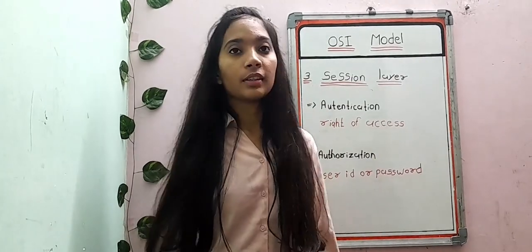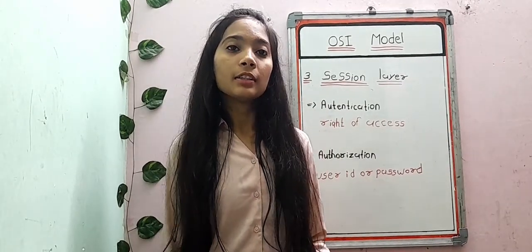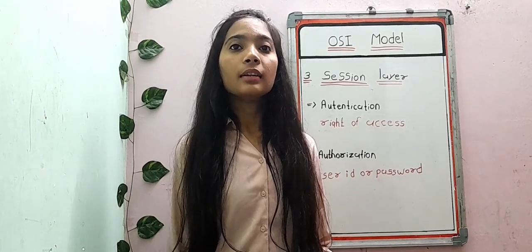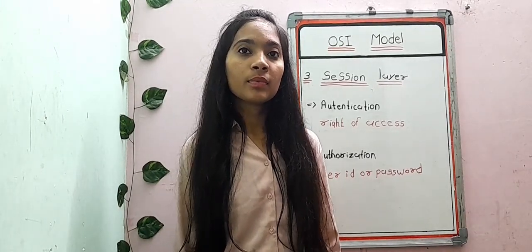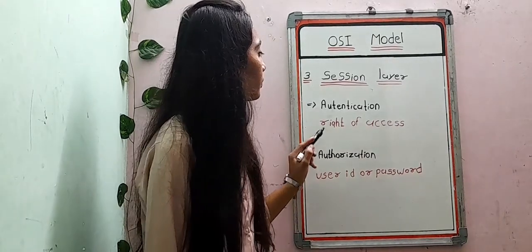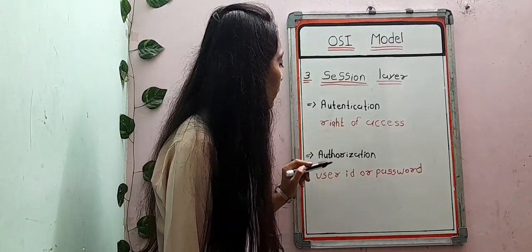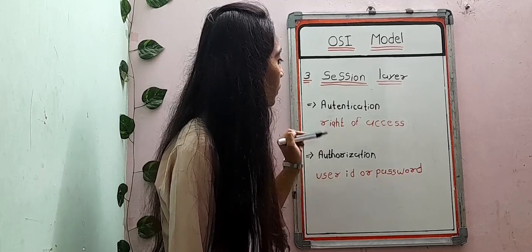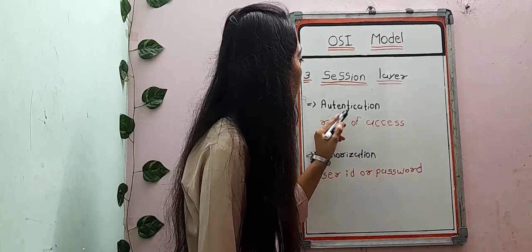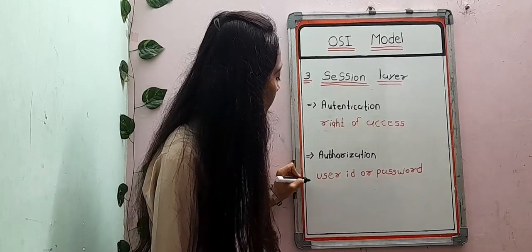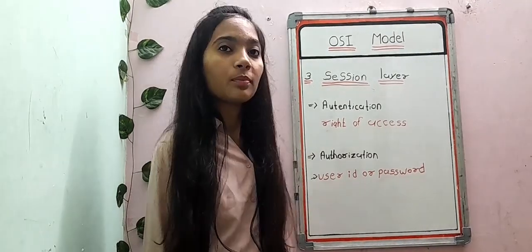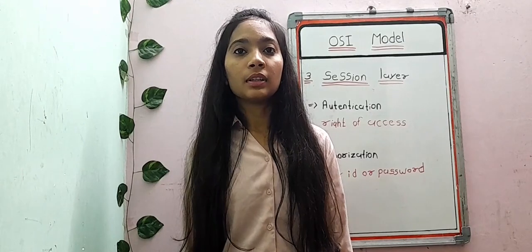Fifth is the session layer. It is for setting up and managing the connection and labeling the data being sent and received. In the session layer, authentication and authorization are checked. Authentication checks rights of access and authorization checks user ID and password. Function of the session layer: synchronization.